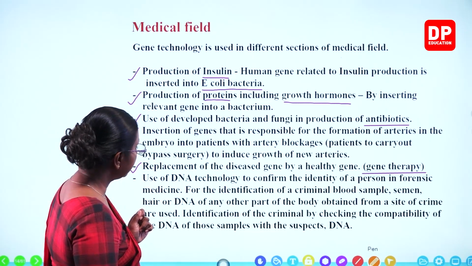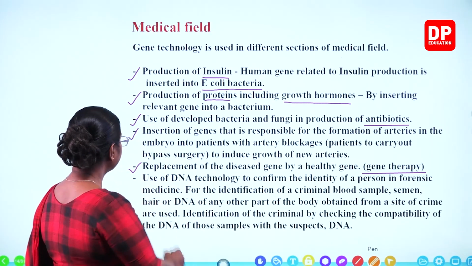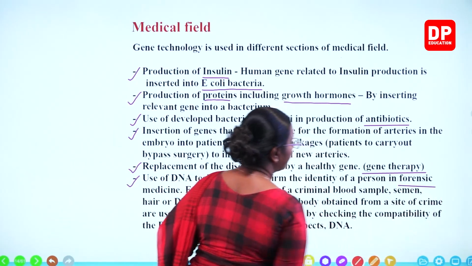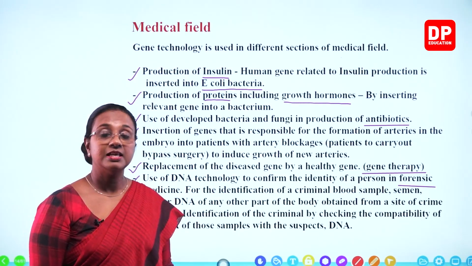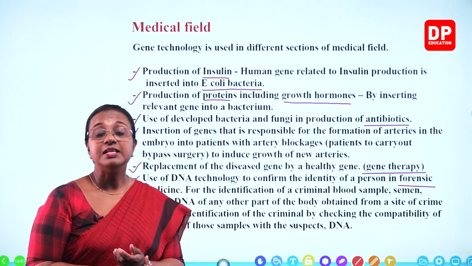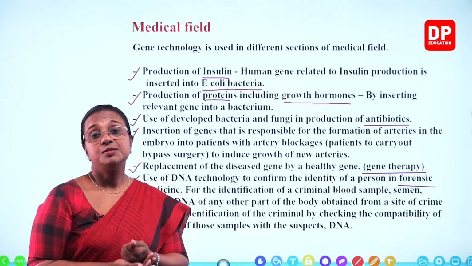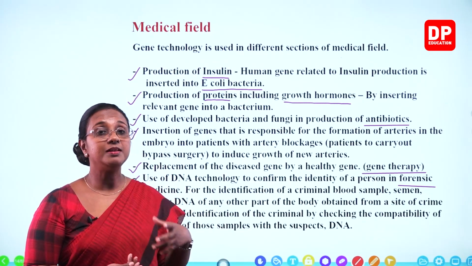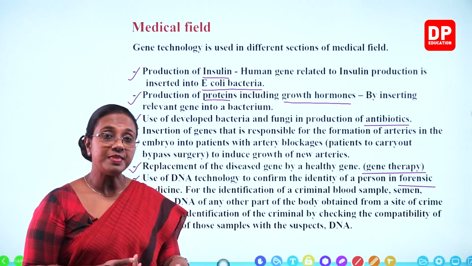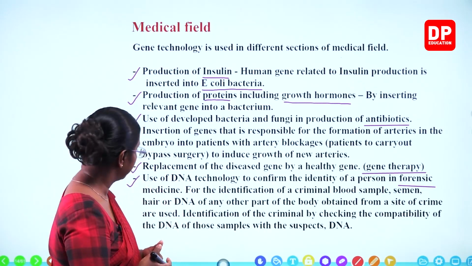Then use of DNA technology to confirm the identity of a person in forensic medicine. So the last one, in forensic medicine. You know what forensic science is. If there is an incident, say a murder case or something, where you need to identify the person, you have specimens, maybe a blood sample, a sample of semen, a hair, something. So from that you can identify the person. You can match it to another person.